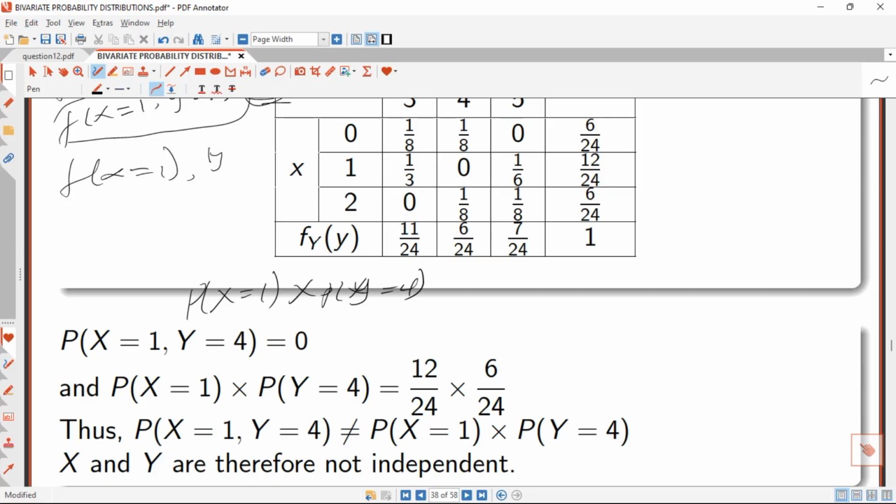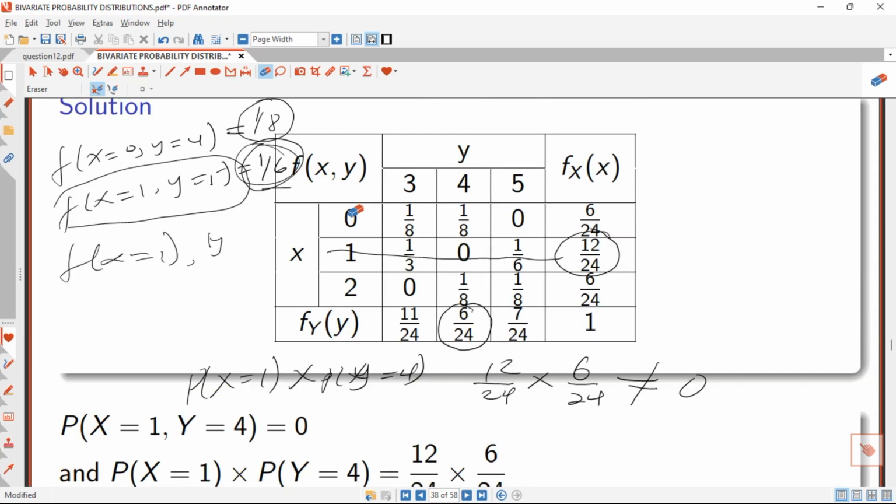The probability that our x is equal to 1 means that we are going to get the marginal for x equal to 1, and the answer is 12/24. So we are going to get 12/24 times the probability that our y is equal to 4. Here we have that one, that is 6 divided by 24. So you could see clearly that 12/24 times 6/24 is not equal to 0. So hence x and y are not independent, right?